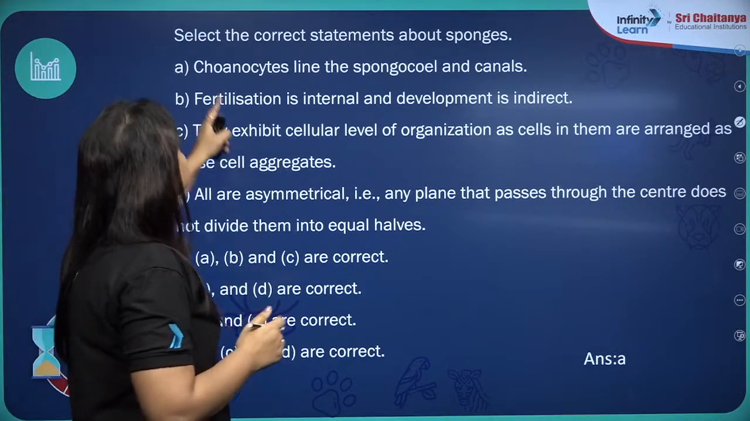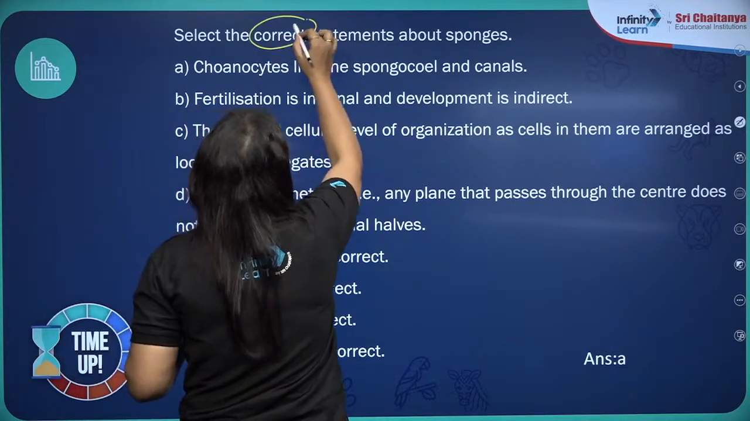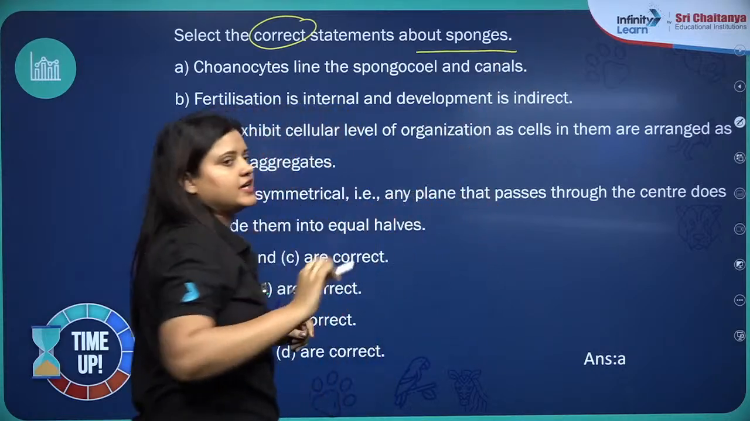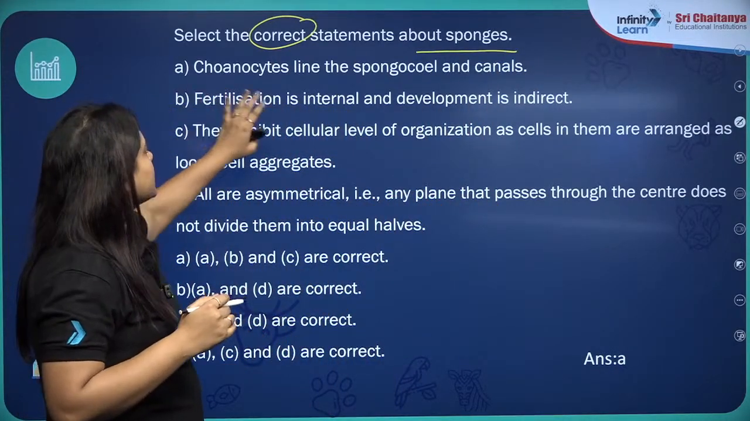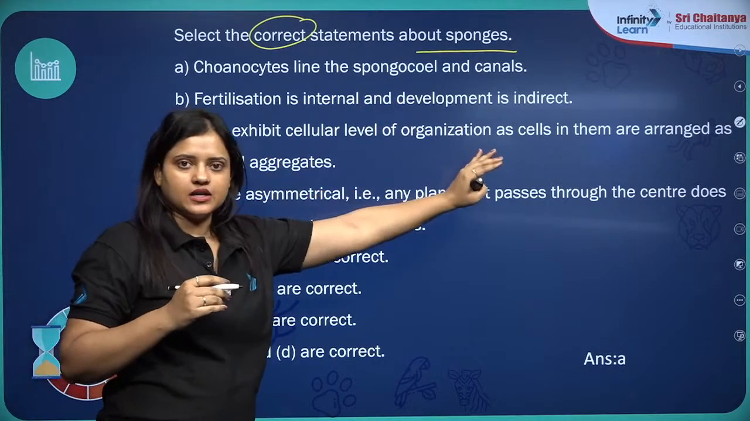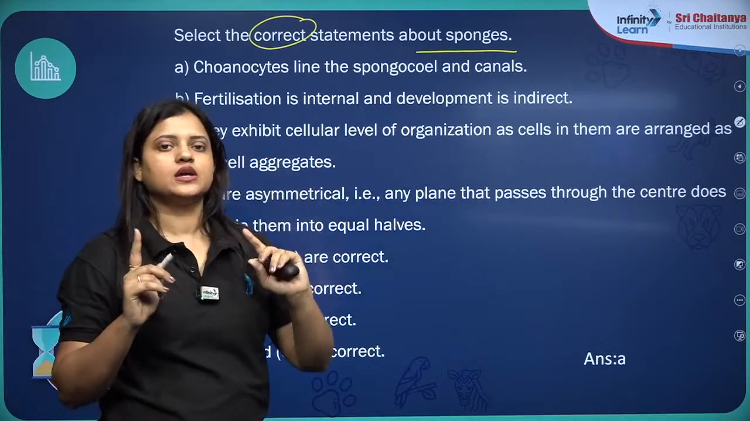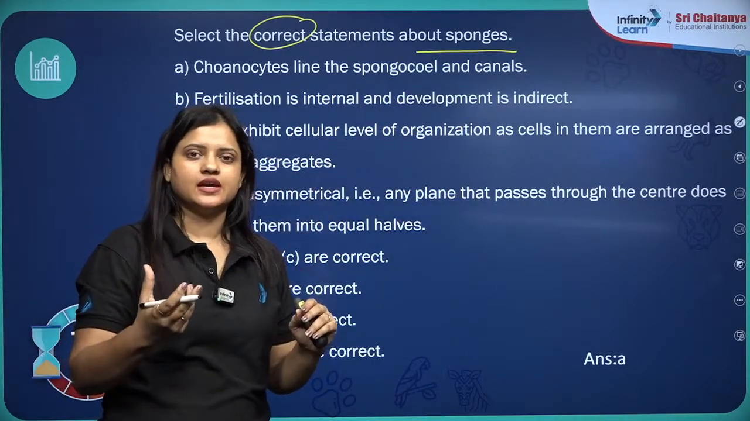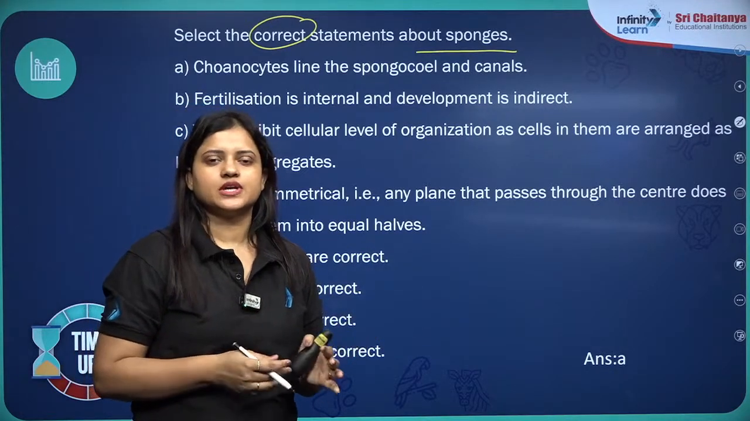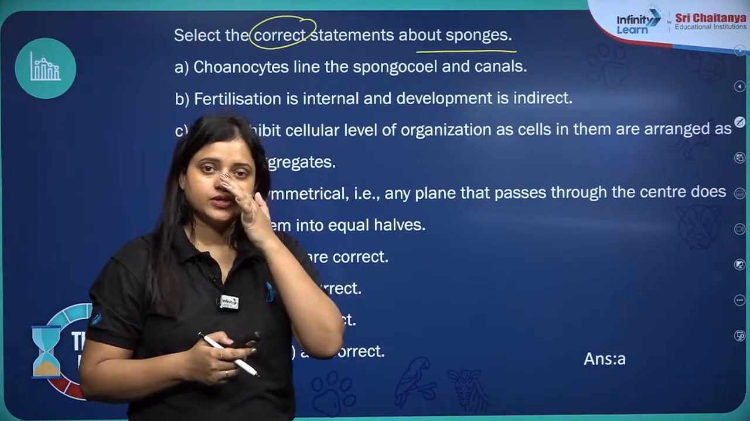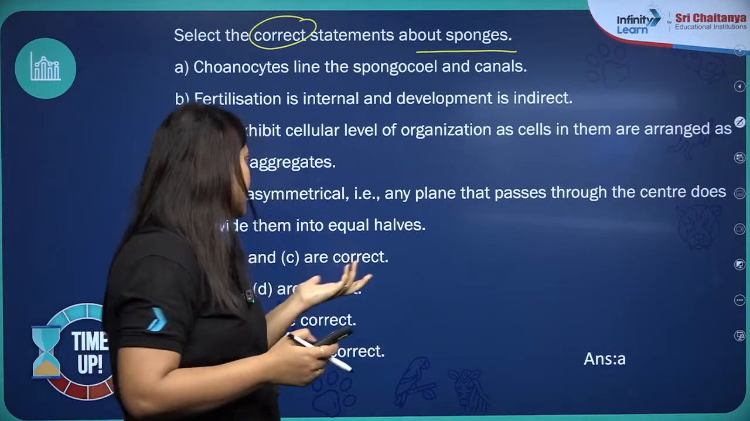Let's discuss. Select the correct statement about sponges. Sponges से related correct statement यहाँ पर हमको बताना है. Coenocytes line the spongocoelon canal. So first remember what special cells are there in porifera. Collar cells, also termed as coenocytes. So that is true.